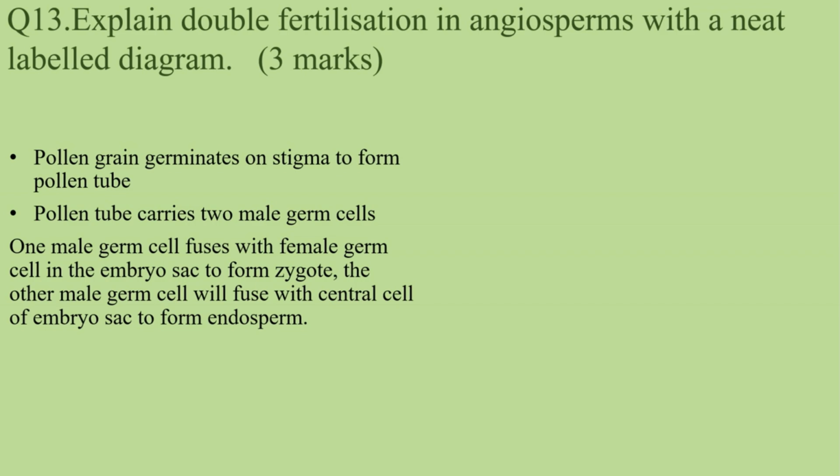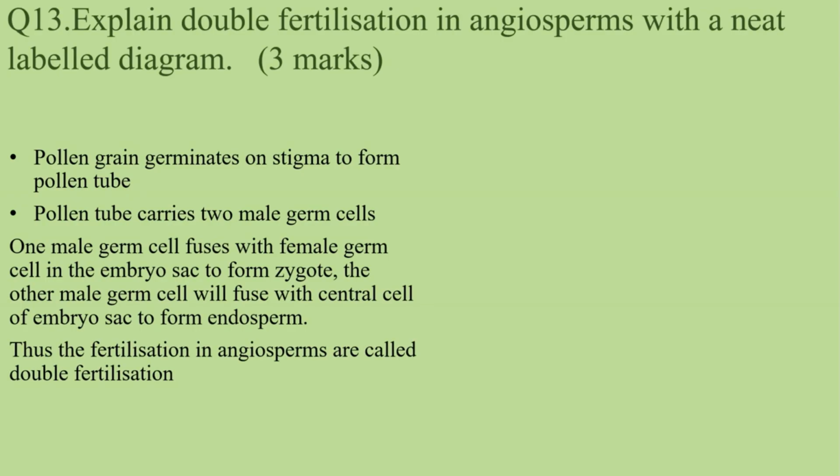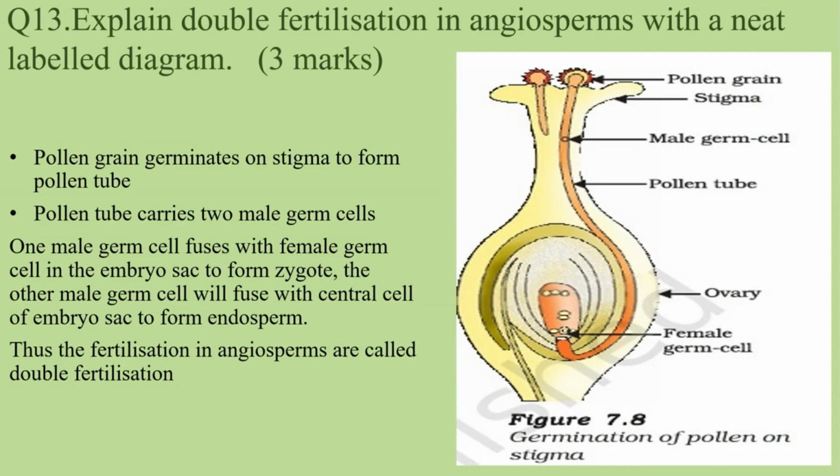So one fertilization happened. The other male germ cell will fuse with the central cell inside the embryo sac to form endosperm. Later it will give nourishment to the developing embryo. Thus the fertilization in angiosperms is called double fertilization. This is a textbook figure, NCERT, germination of pollen on stigma. Here we can see the pollen grain germinating to form the pollen tube, with the male germ cell within the pollen tube.